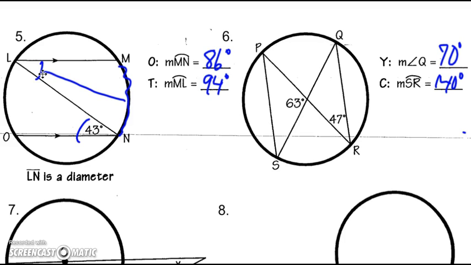For number 6, we have vertical angles here to give us 83. We can find out the remaining angle to be 40. For angle Q, 70. And then SR is twice that.